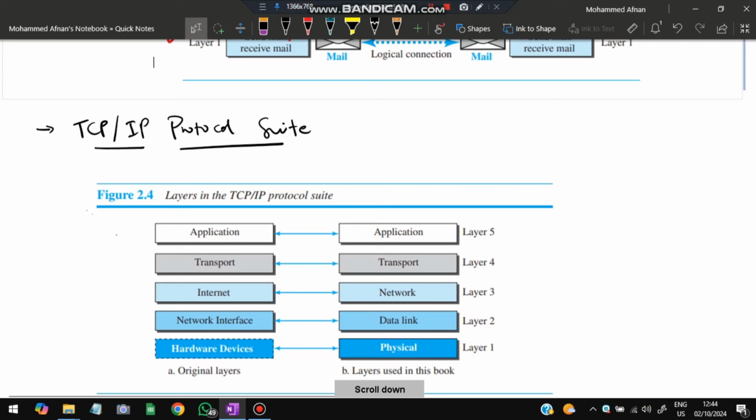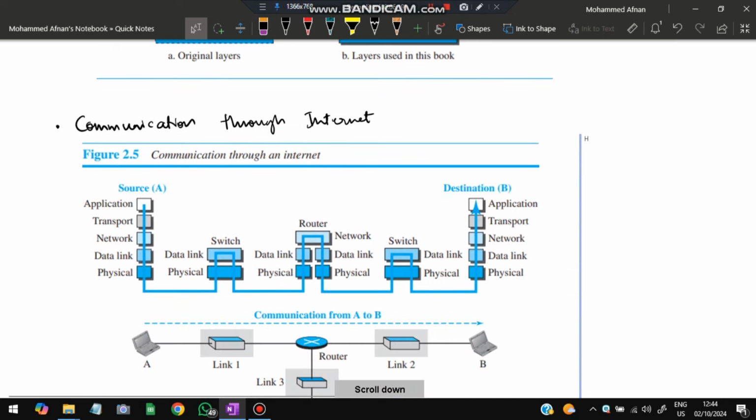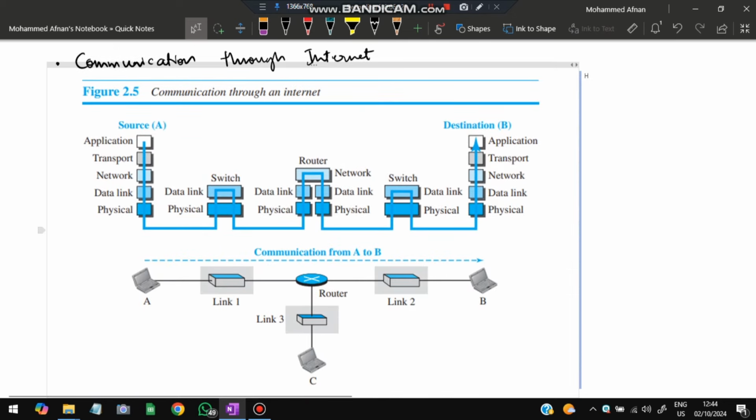Okay, next we have a very important concept, the TCP/IP protocol suite. Now we will see what layers are actually present. We have 5 layers in real life. The first layer is the physical layer, second is the data link layer, then the network layer, then the transport layer, and the application layer. Let's have a look at what each of these terms means. Communication through the internet happens via these layers.